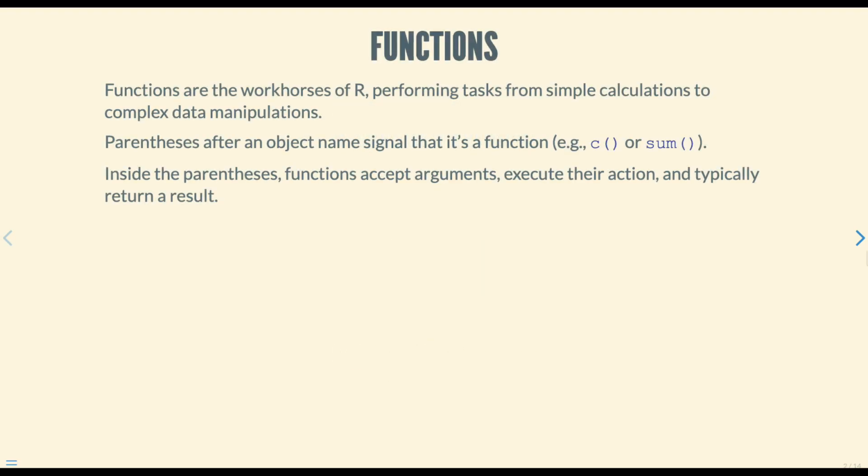Functions are the workhorses of R, performing tasks from simple calculations to complex data manipulations. Parentheses after an object name signal that it's a function, for example after c or sum. Inside the parentheses, functions accept arguments, execute their action, and typically return a result.